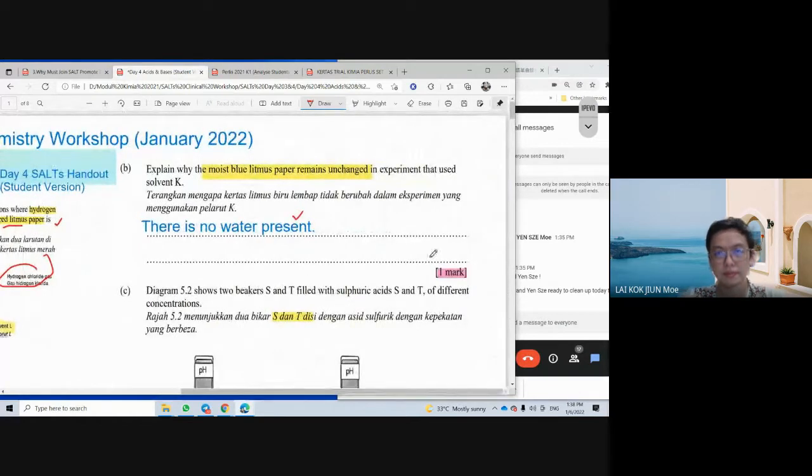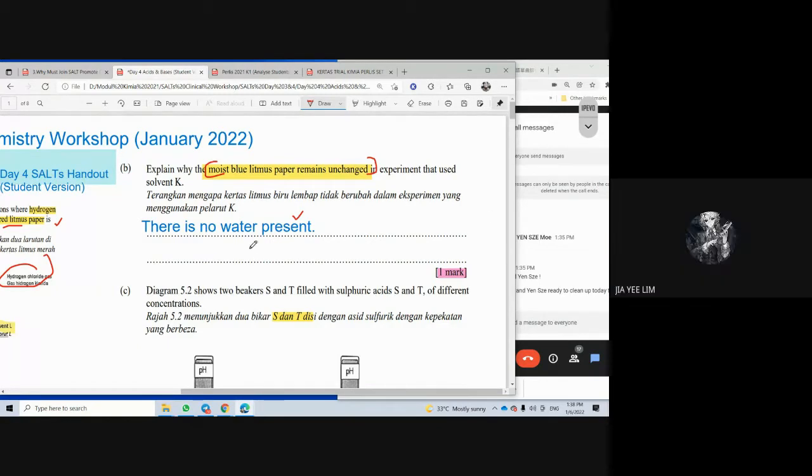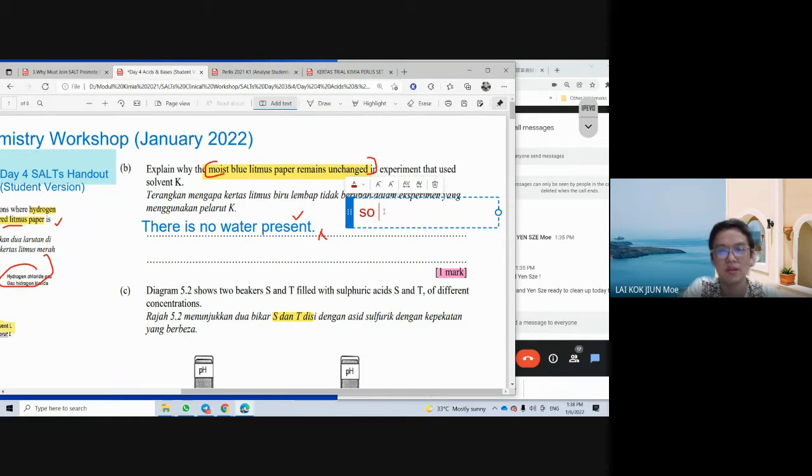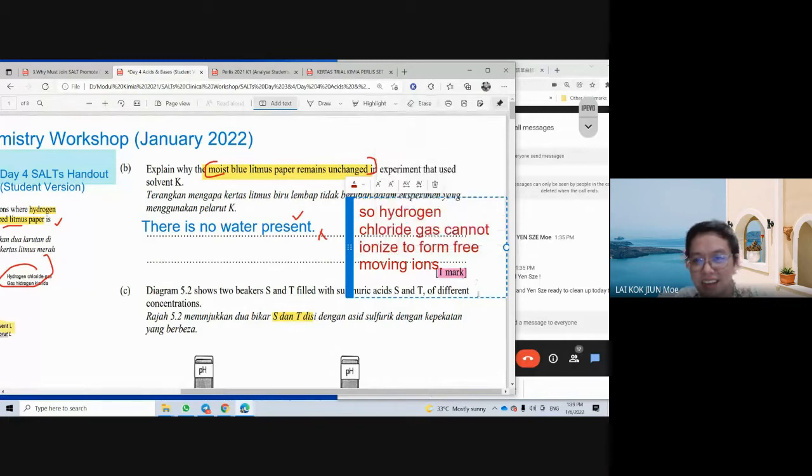So for the part B, why no changing for the solvent K? Jia? Because no water present, right? Yeah. Okay. Do you want to add on anything, Jia? And yeah, they cannot be ionized to produce free moving ions. Yeah, so you say no water present, so hydrogen chloride gas cannot ionize to form free moving ions. You see all the keywords inside already. Well done, Jia.